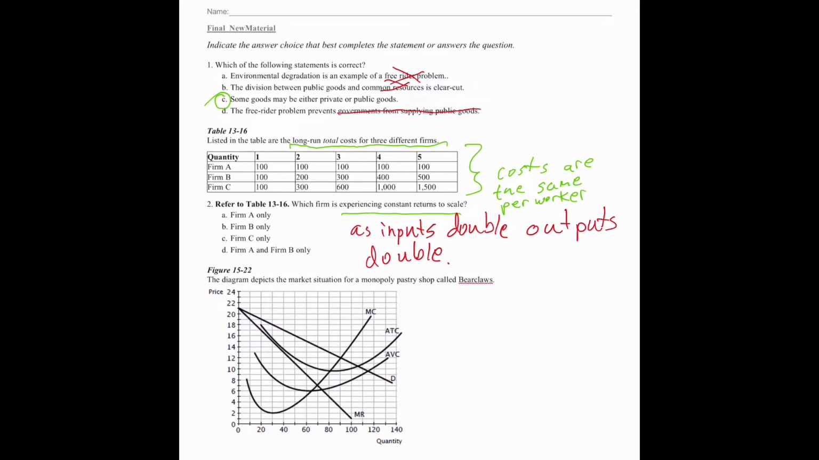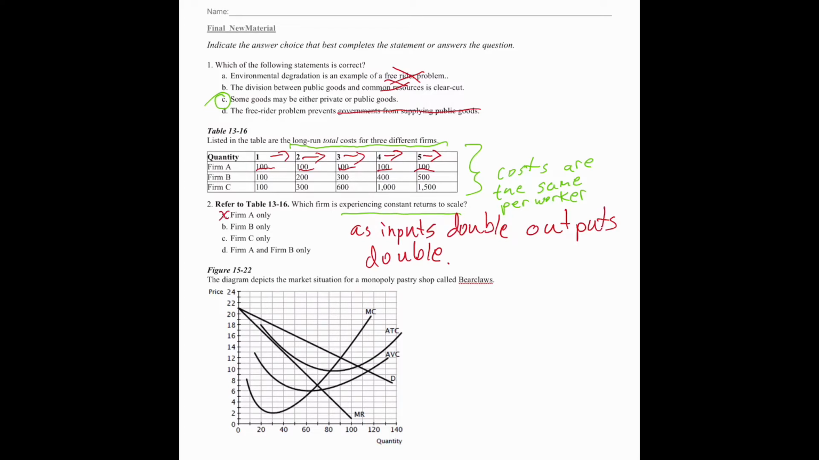So, looking at this, we see that if their costs for firm A stay at 100, 100, 100, 100, 100, well, they're actually increasing their quantity, but their costs are staying the same, which means they're actually experiencing increasing returns to scale. They can produce more things without incurring more cost. So this is like an app. You can provide an app to more and more people without actually suffering more and more costs for it. So then firm A does not have constant returns to scale.